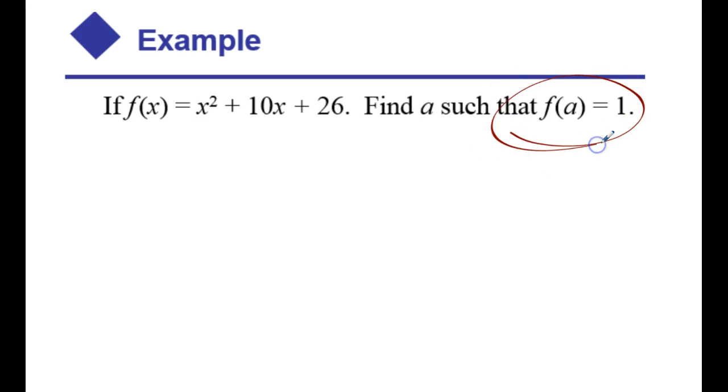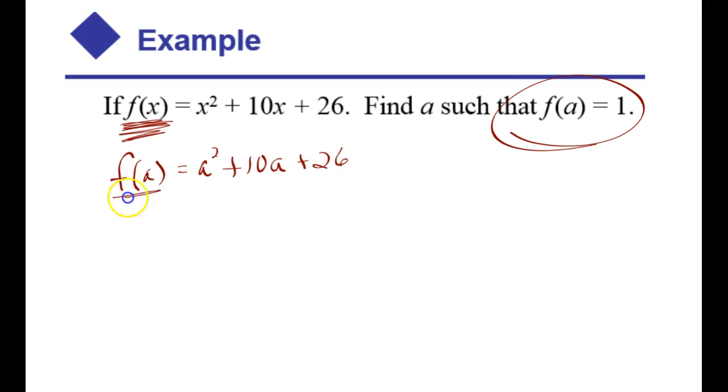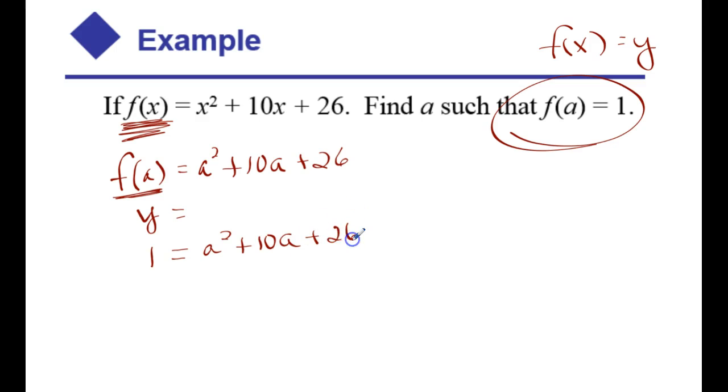This problem says let f of a equal 1. And well, we don't really have an f of a. We have an f of x, but we can find f of a by every time you see an x, plug in an a. So this becomes a squared plus 10a plus 26. Now I can let f of a equal 1. Remember, f of x is equal to the y value. So that's just like saying y, which the y value now is 1. So 1 is equal to a squared plus 10a plus 26.